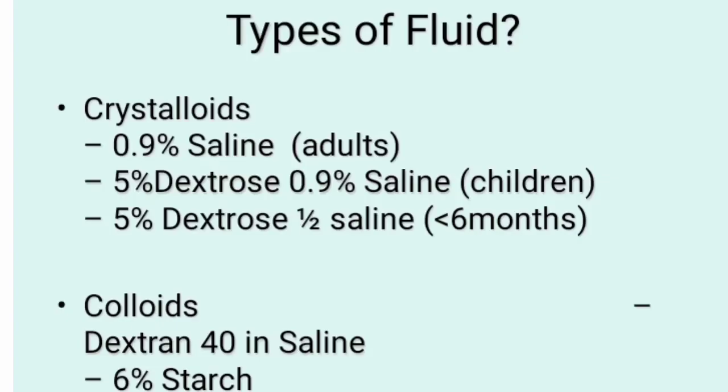So what are the types of fluid that are used? It can be crystalloids or colloids. In crystalloids, 0.9% normal saline for adults. For children, it is half saline with dextrose. We use 5% dextrose with saline, and in children less than 6 months, it is half saline with 5% dextrose water. So important is that for children less than 6 months, you use N/2 plus 5%. In children more than 6 months, we use normal saline plus 5% dextrose water, and in adults we use simple normal saline. And colloids that can be used are dextran 40 in saline and 6% starch.